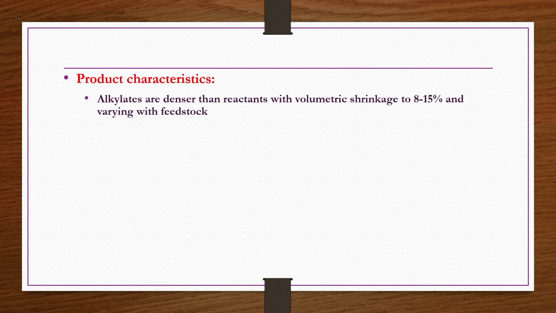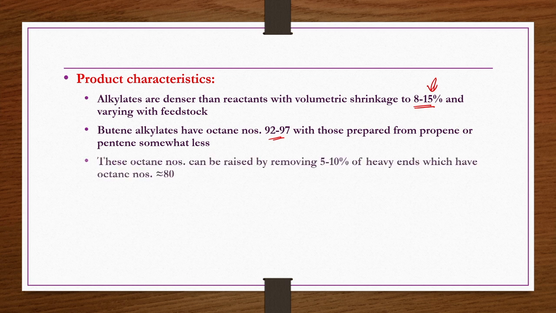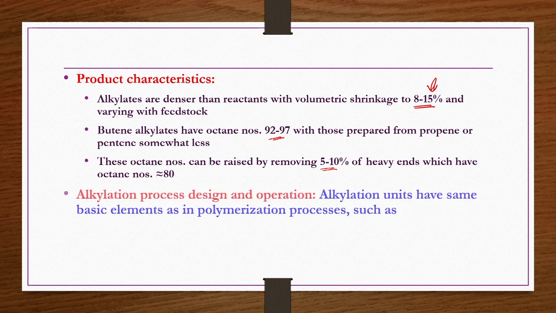Product characteristics: alkylates are denser than the reactants, with volumetric shrinkage of 8 to 15%, that's very high. Whatever the reactants volume is, after the reaction the alkylates volume would be 8 to 15% less. That is very much higher, and it also varies with feedstock. Butene alkylates have octane number 92 to 97, with those prepared from propene or pentene somewhat less. These octane numbers can be raised by removing 5 to 10% of heavy ends which have octane numbers of approximately 80.